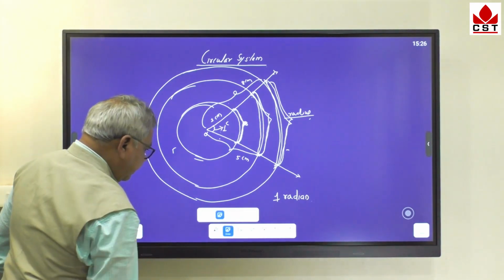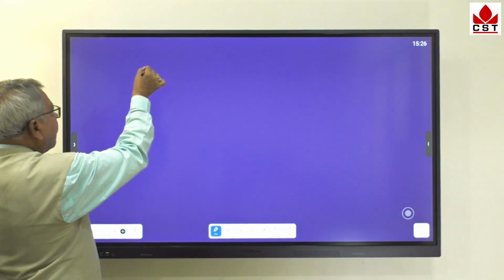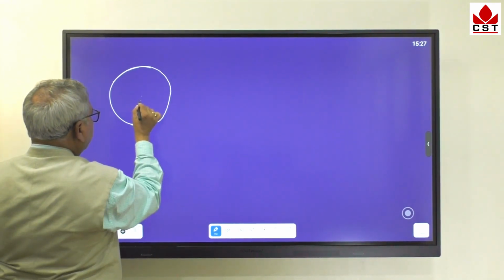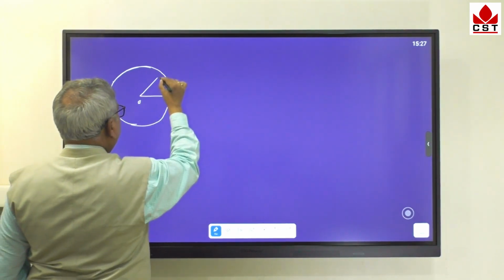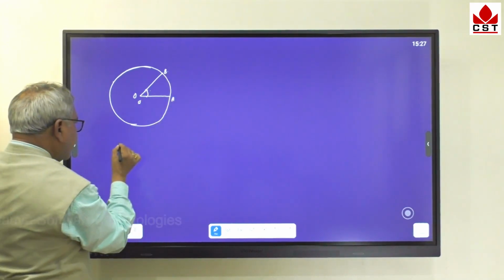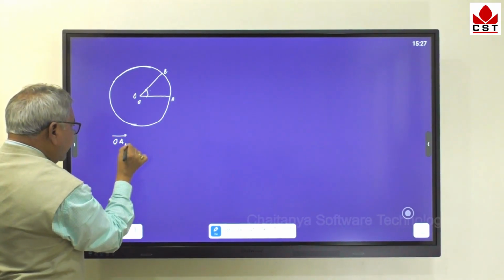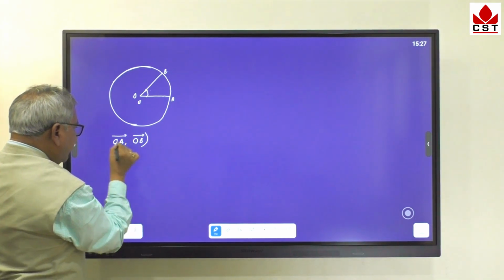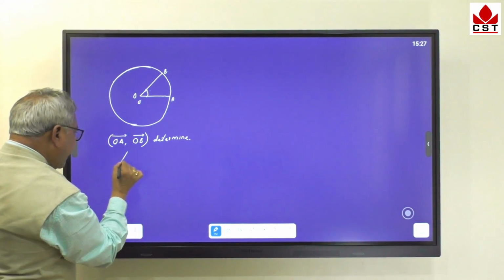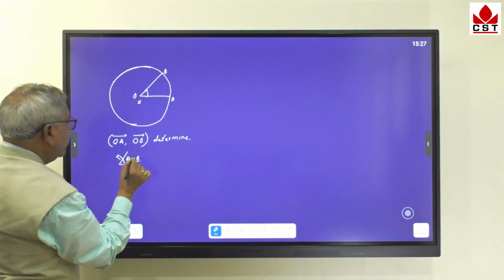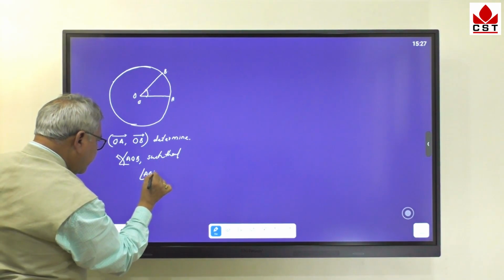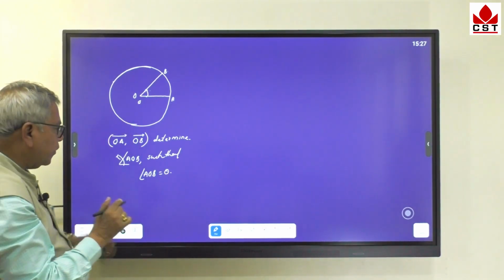Observe here carefully. Ray OA, ray OB determine directed angle AOB such that angle AOB is equal to theta. Let us assume that. Correct? Okay.